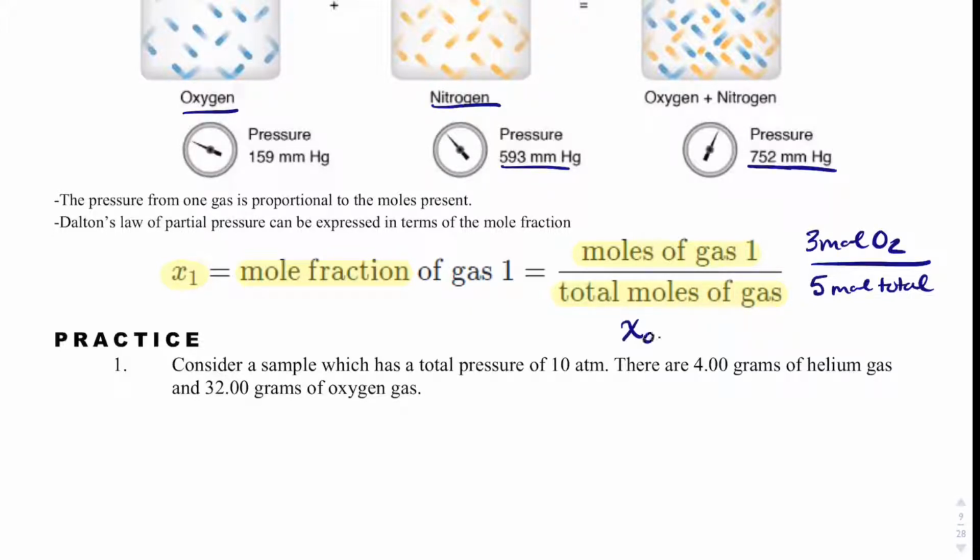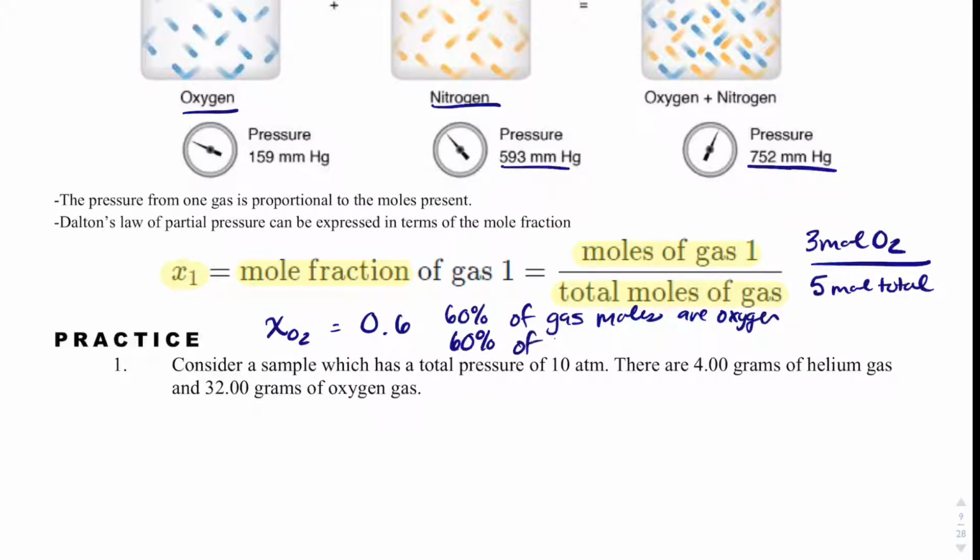So my mole fraction of oxygen would be 0.6, meaning, and this is why mole fraction is used, that 60% of gas moles, since we are in the gas unit, 60% of gas moles are oxygen. And what that also means is 60% of the pressure is from oxygen.